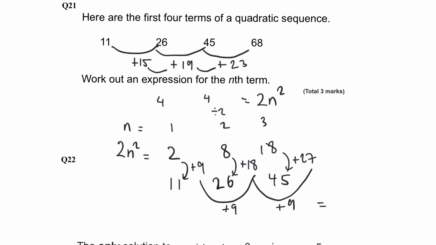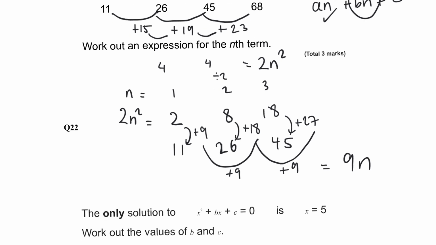So then the next part of a quadratic sequence, because a quadratic sequence should be written in this format, an squared plus bn plus c. So we've worked out the an squared bit. So now for the bn bit, that would tell me that it's 9n. So the number in front of n would be 9. So then now I've got 2n squared plus 9n. So I'm going to work out the first 3 terms of that equation so far.